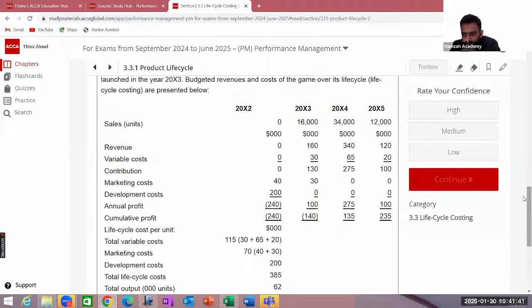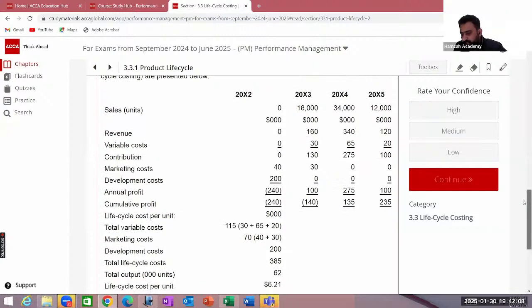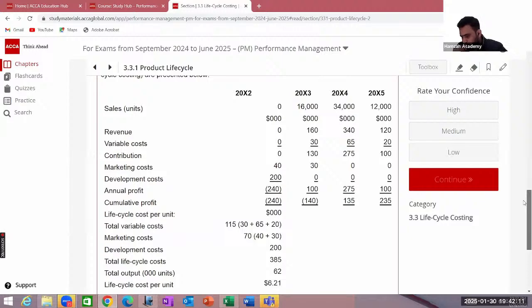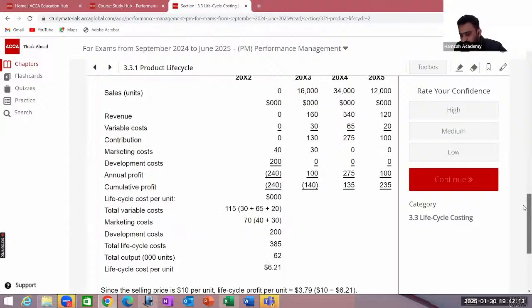Now, in X4, again, we have a significant increase in the sale, in a contribution. There is no marketing, there is no development cost. So now we start to make huge profit, and we have recovered our cost. And by X5, if X5 is the end of the life cycle, we have accumulated a total profit of 235. So this is a numerical explanation of the life cycle cost.